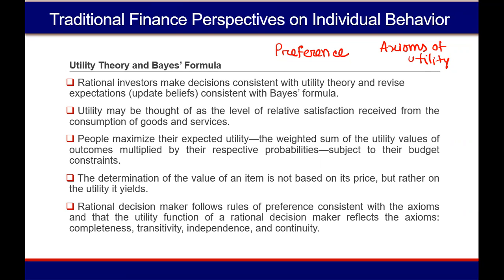Those are some assumptions. I think we have spent a good amount of time on the examples of axioms, so we do not like to discuss that. But the thing is that when we talked about traditional finance, it assumes that individual preference reflects the utility theory. Utility theory means that it reflects the axioms of utility. That means individual preference is very consistent with the axioms of utility.